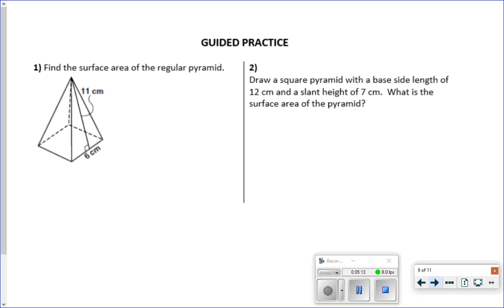All right, so go ahead and pause the video and try these next two problems. Okay, let's see if your answers were right.